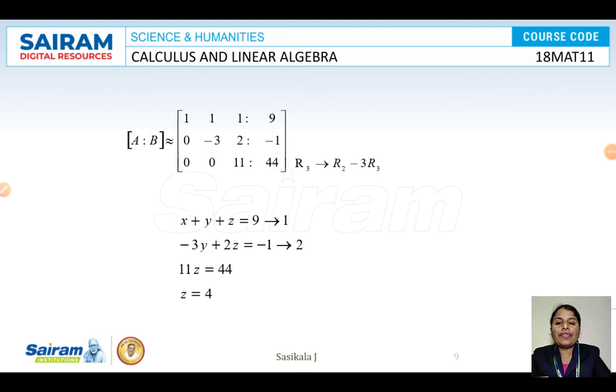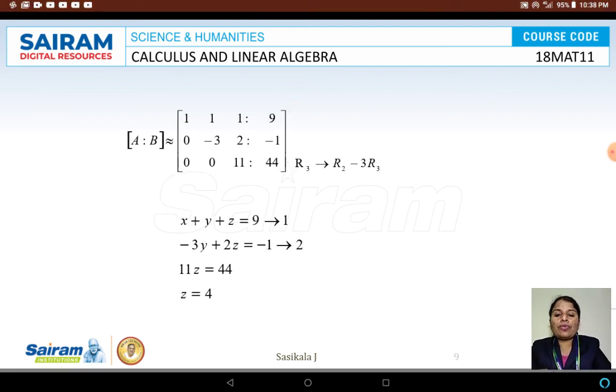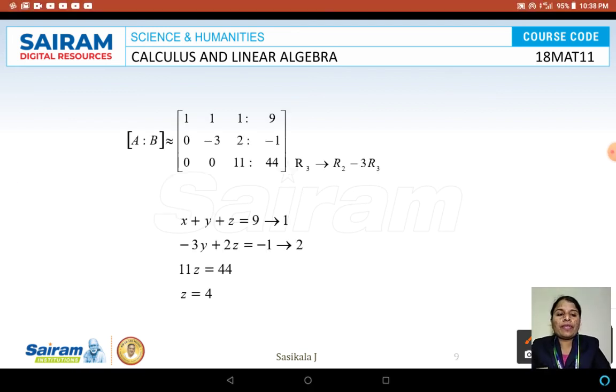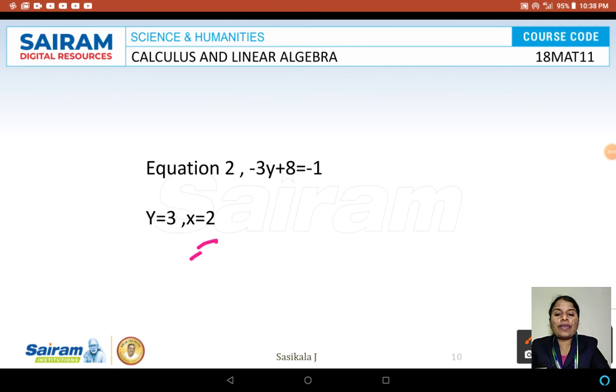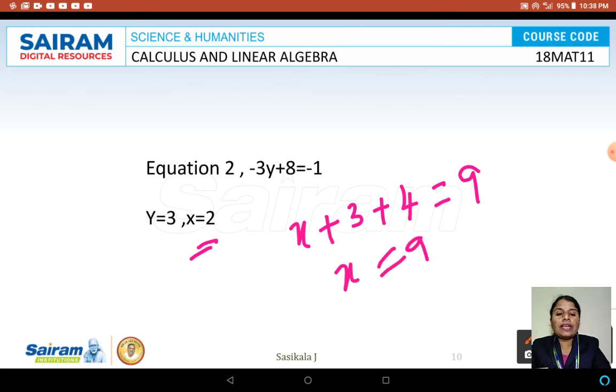So you can see the first equation, x plus y plus z. Now we need to find the x value. So you have x plus y value 3 and z value 4 is equal to 9. So x plus 7, it will go to the other side, 9 minus 7. So the x value I'll get is 2.